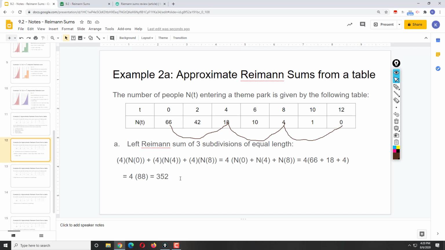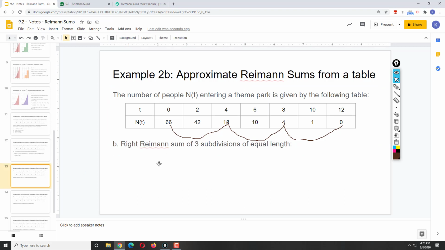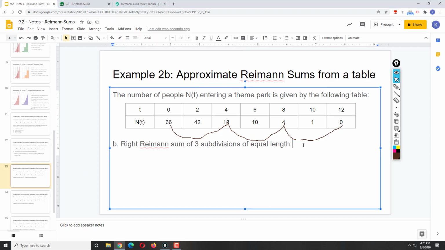Next, the right Riemann sum. The right Riemann sum is very similar. Once again, we have 3 rectangles. Each of the rectangles has a length of 4, because from 0 to 4, the length is 4. From 4 to 8, the length is 4. From 8 to 12, the length is 4.